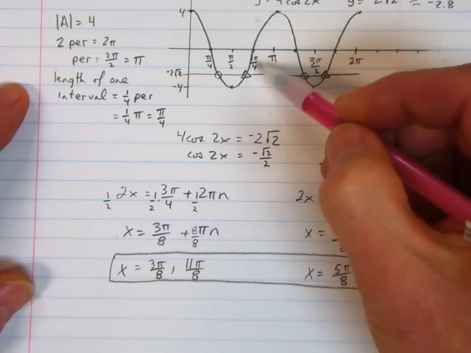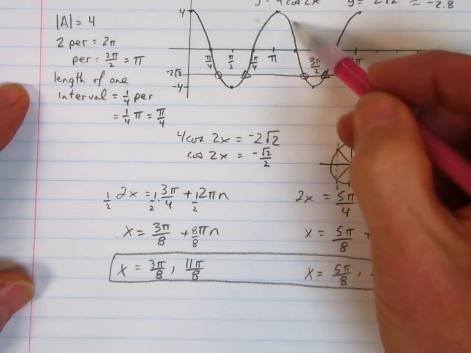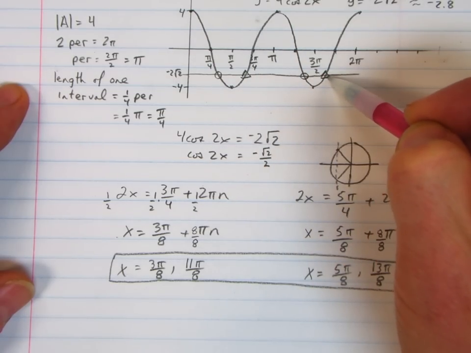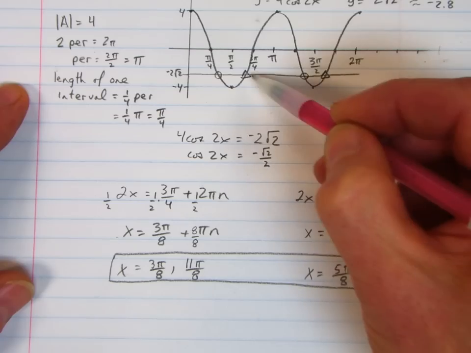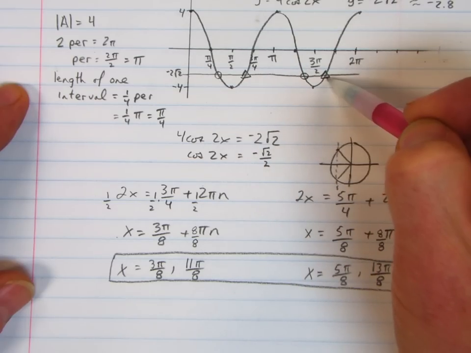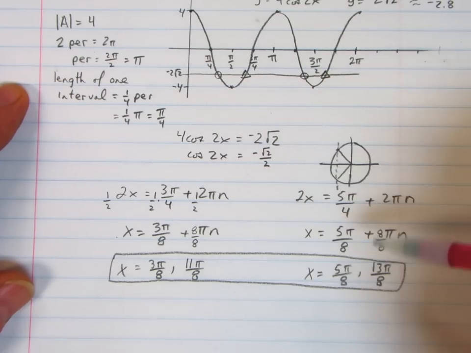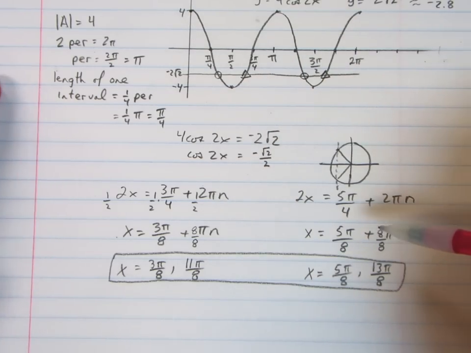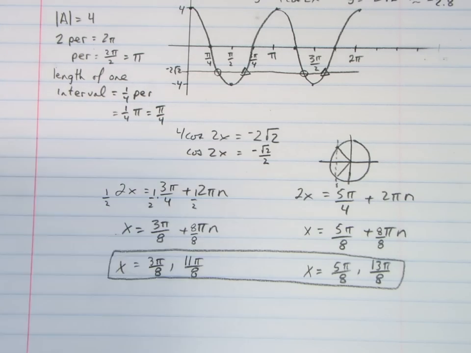Our next set, 5 pi over 8, will be right here, and we'll go around and we'll get the next one, 13 pi over 8, and again, what's that horizontal distance? As we go from one solution to the next, it will be pi. Let's see about doing one more.